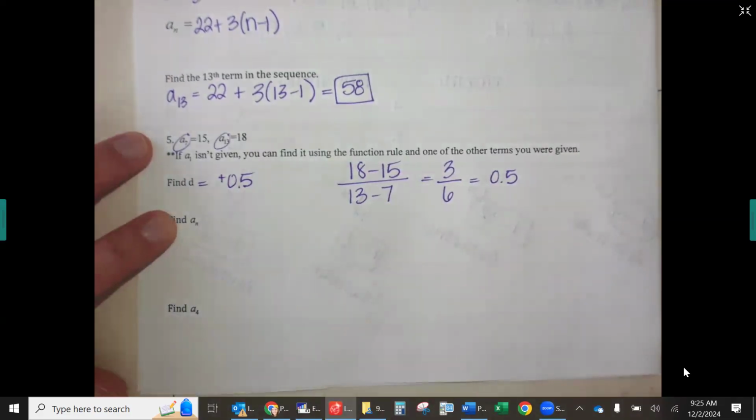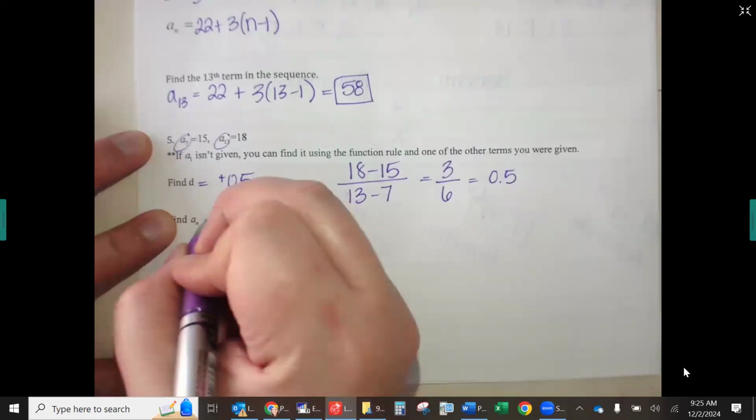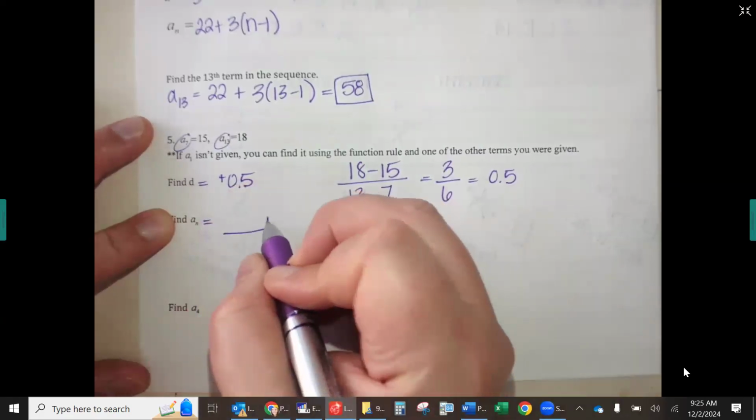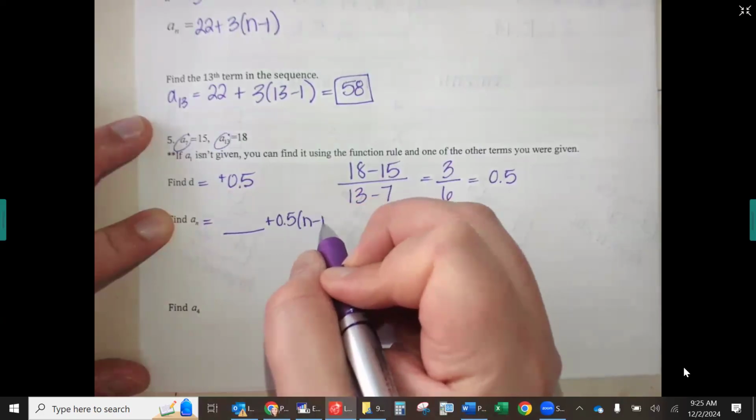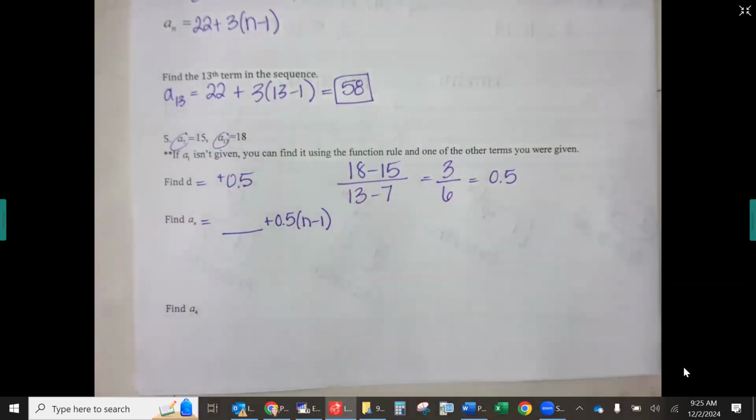All right, then it says find a sub n. So I'm going to put a sub n equals blank plus 0.5 times (n minus 1). Now, why am I having to leave a blank here? Because we don't know the first term. So you have a couple options here, but since we're on the 7th term, we need to go back through 6, 5, 4, 3, 2, 1. How many terms do we have to go backwards? We're on 7, we want to go back to 1. 6. Then we need to do 6 halves to get back to the original.